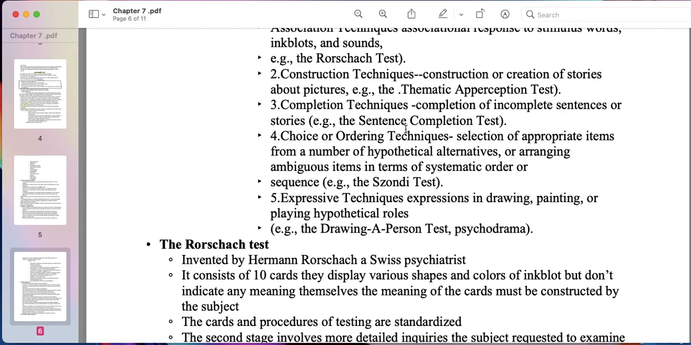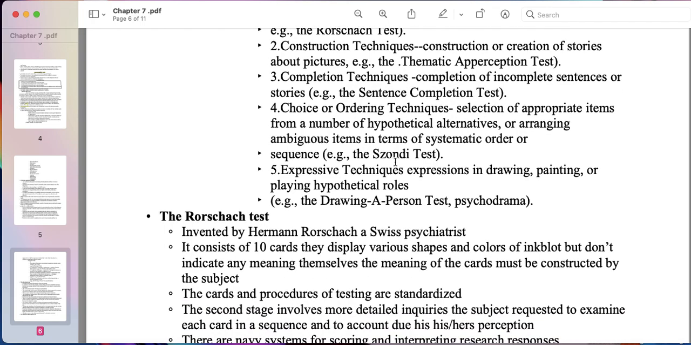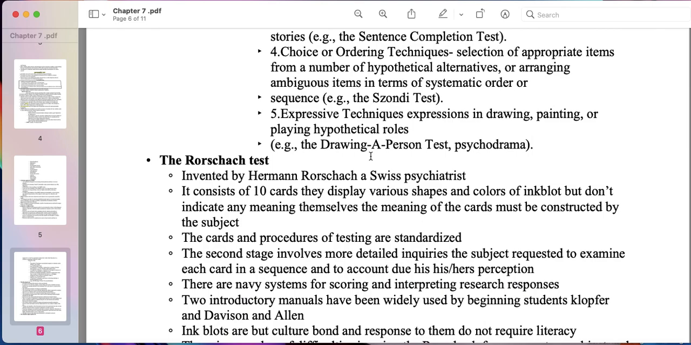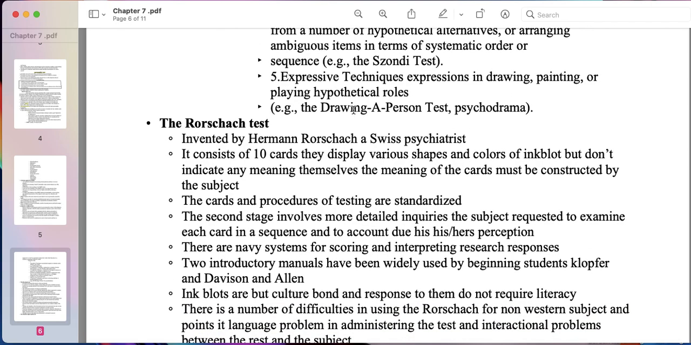An example of this is the sentence completion test. Then we talk about choice or order techniques: selection of appropriate items from a number of hypothetical alternatives, or arranging ambiguous items in terms of systematic order or sequence. An example of this is the Szondi test. And number 5 is the expressive technique: expression in drawings and paintings, or playing hypothetical roles. An example of this is the Draw-a-Person test.